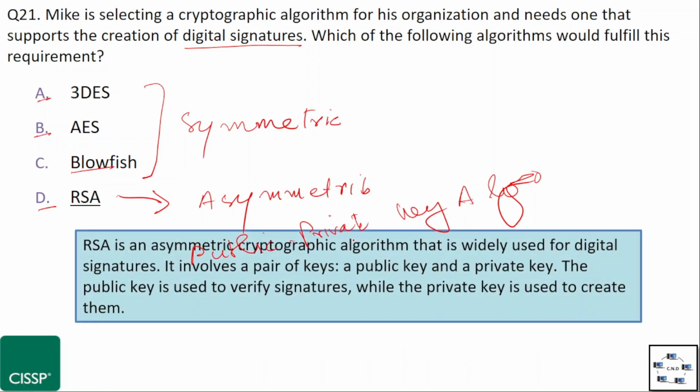RSA is an asymmetric cryptographic algorithm that is widely used for digital signatures. It involves a pair of keys, that is a public key and a private key. The public key is used to verify signatures, while the private key is used to create them.